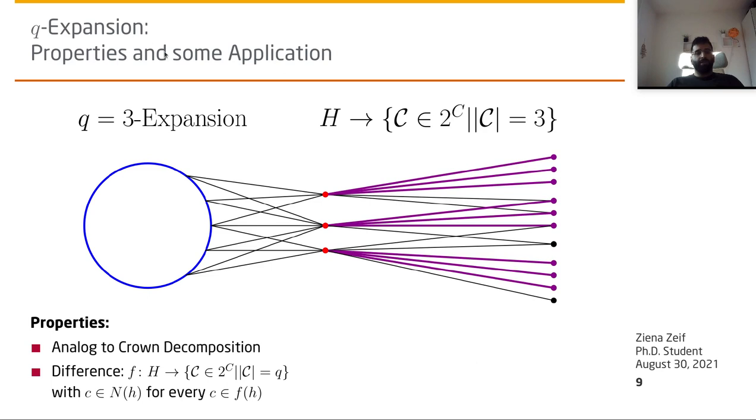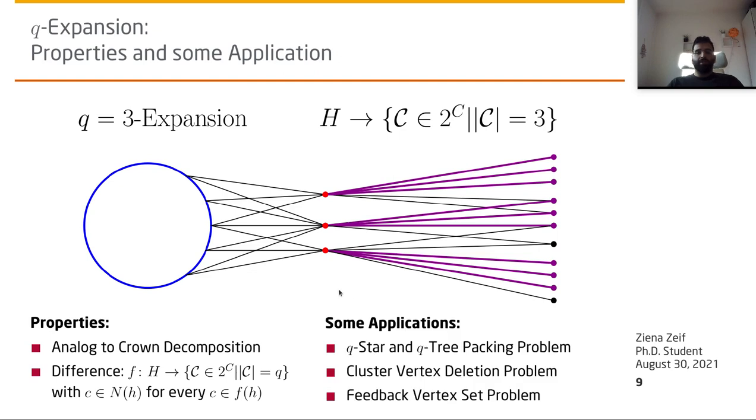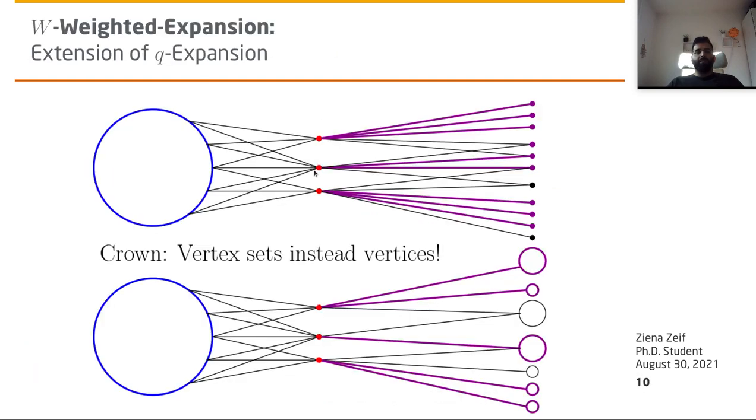The properties of a Q expansion are analogous to a crown decomposition, with the only difference which I already explained. The Q expansion also finds some applications. But again, let's go further with the next crown decomposition, called W-weighted expansion.